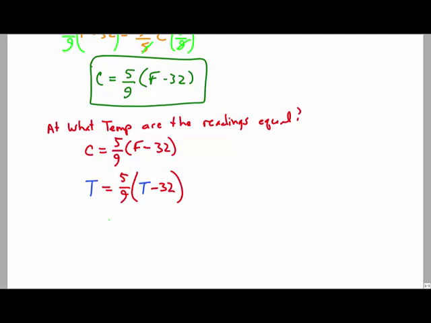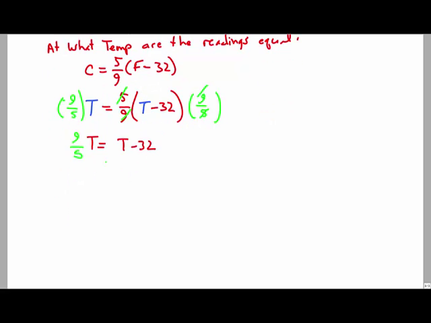Now what I want to do is solve for T. There are quite a few different ways that you could do this. You could distribute the 5/9 T, or probably a real quick way to go after this would be to multiply both sides through by 9/5. The reason that might be nice is it clears my fraction right away without having to distribute. So I end up with 9/5 T equals T minus 32. Then I will subtract T from both sides because I'm trying to solve for T.